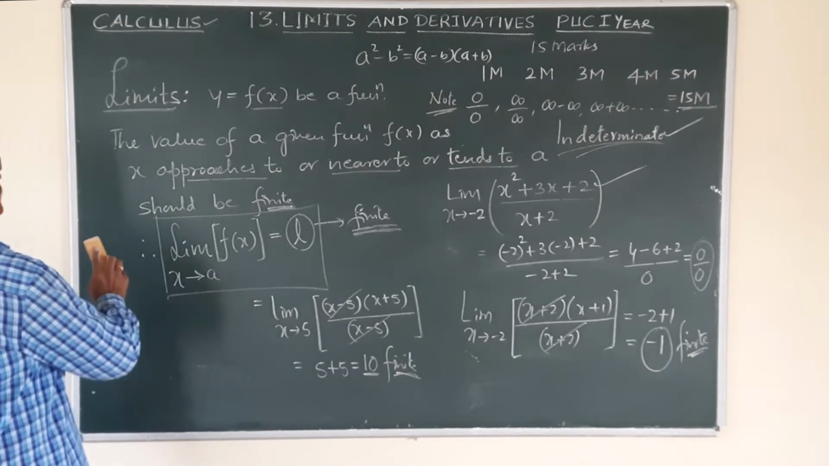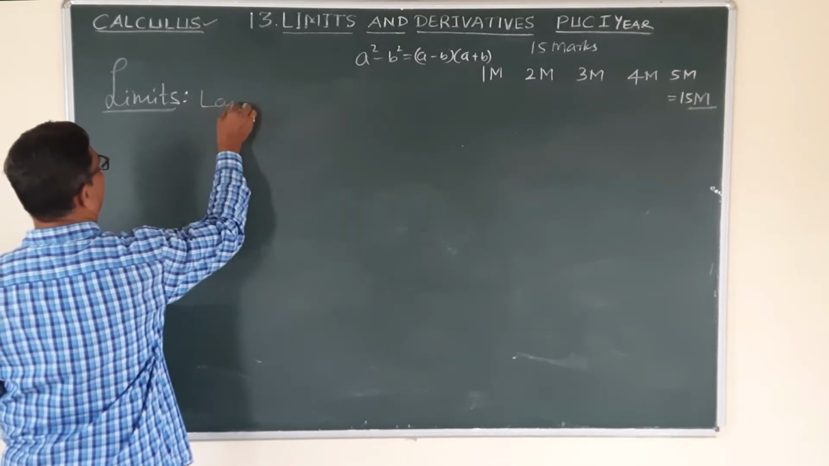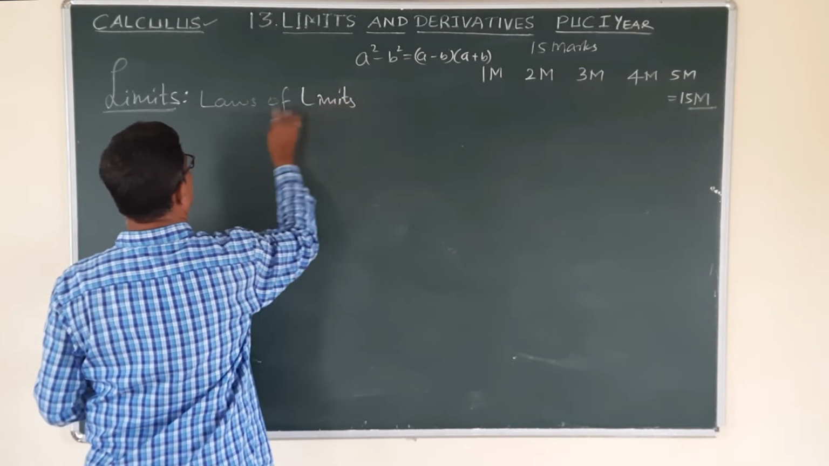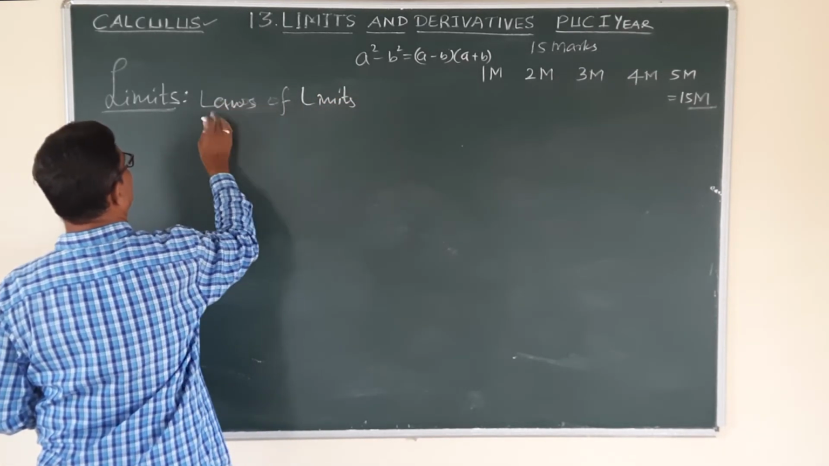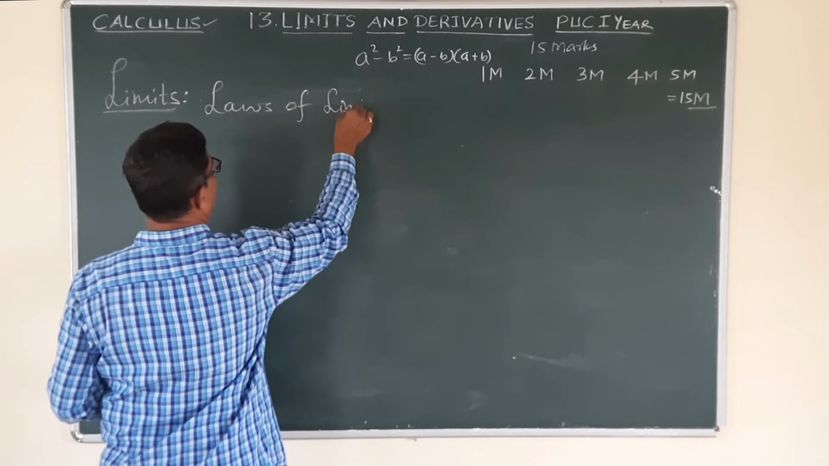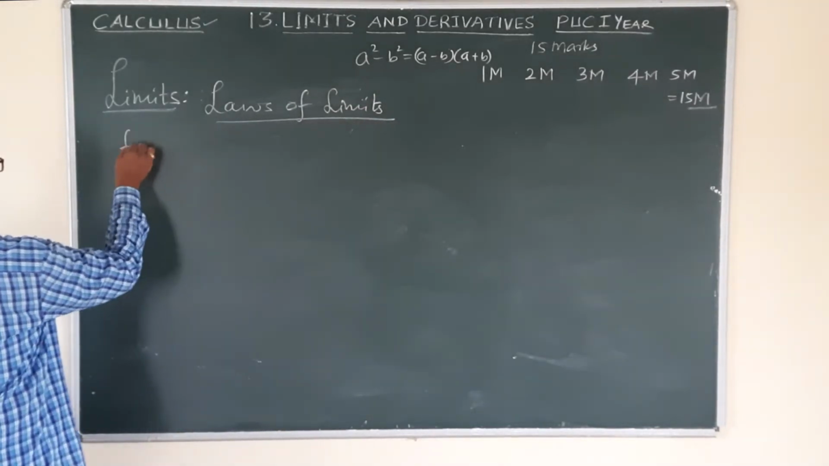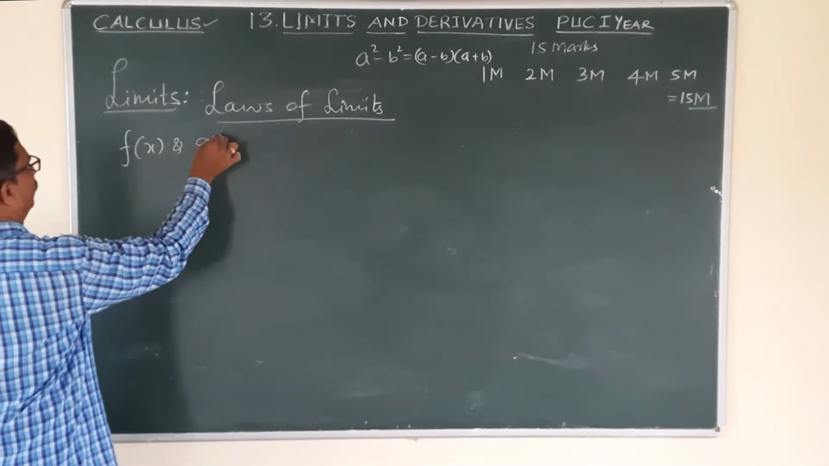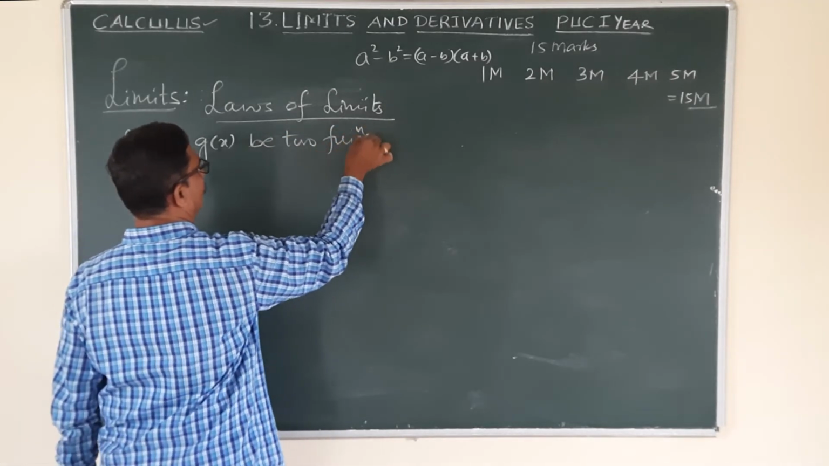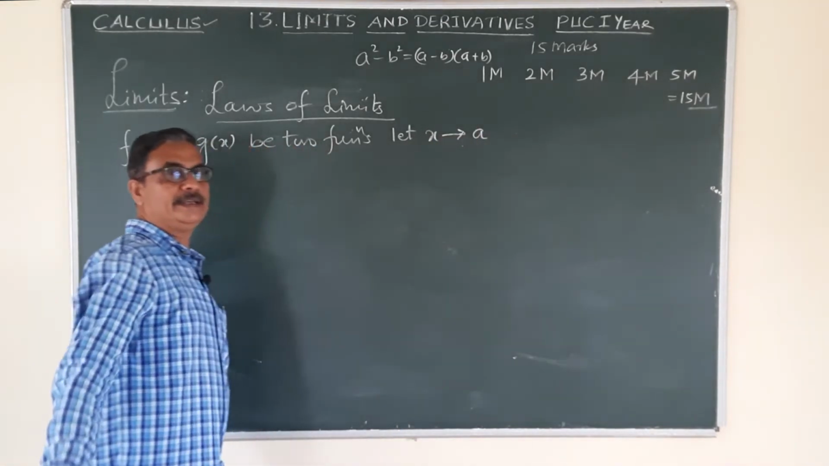Next concept is laws of limits. Laws of limits. Algebra of limits. Now here consider two functions, say f of x and g of x, in general. Let x approach, say in general, a, a finite value.